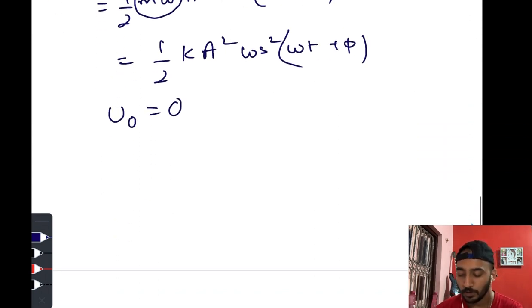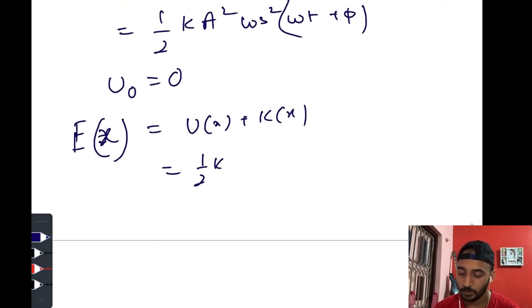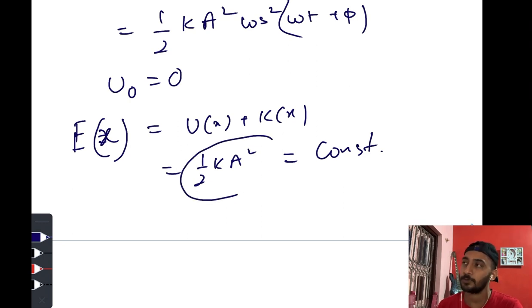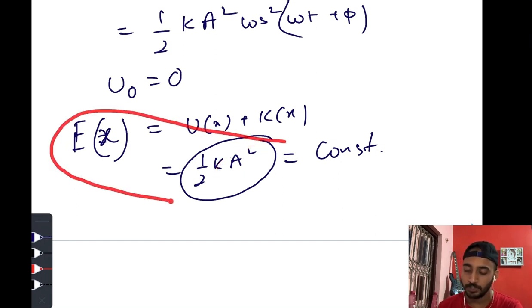So if you find the total mechanical energy at any instant x, you would write u of x plus k of x, that would give you half k a square, which is a constant. Of course it should be a constant, because we have already said that there would be no damping force, no frictional force when we are studying SHM, and that constant is half k a square. If you recall my previous lecture, I said that for studying SHM we need to first fix the total energy of the system, so that we can fix the amplitude of the motion. So here you can see that if you fix the total energy of the system, you are actually fixing the amplitude. So this is the relation between the total energy and the amplitude.